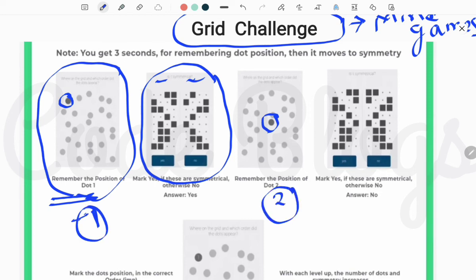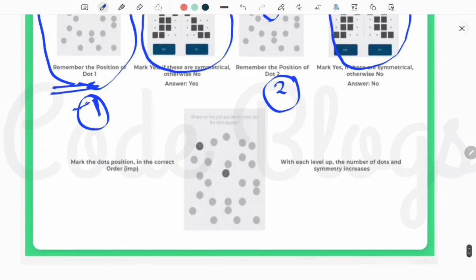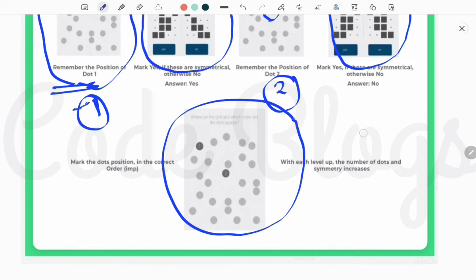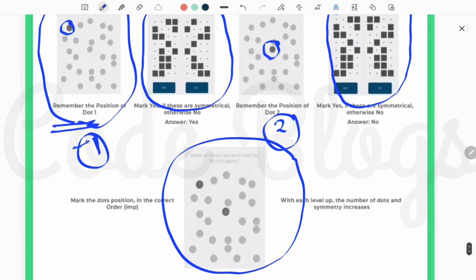After 1 or 2 seconds you are given this scenario, and you have to tell whether these two, this 1 and 2, are symmetrical or not, yes or no. And after that they give you a blank sheet, and you have to put which two blank dots are filled with black. So our first is 1 here and second is 2, so you have to remember.